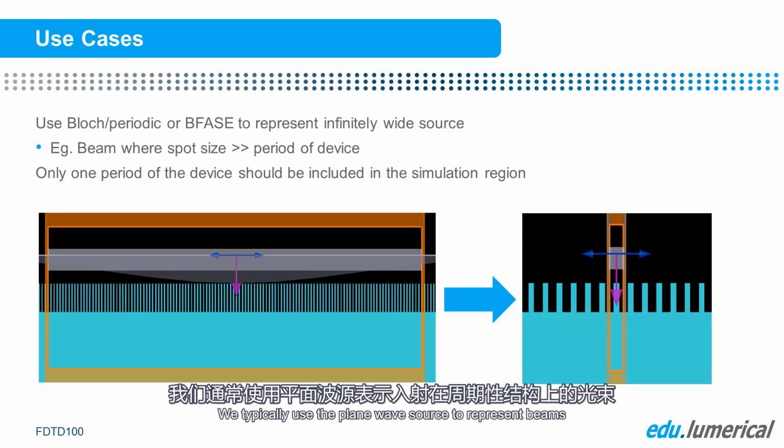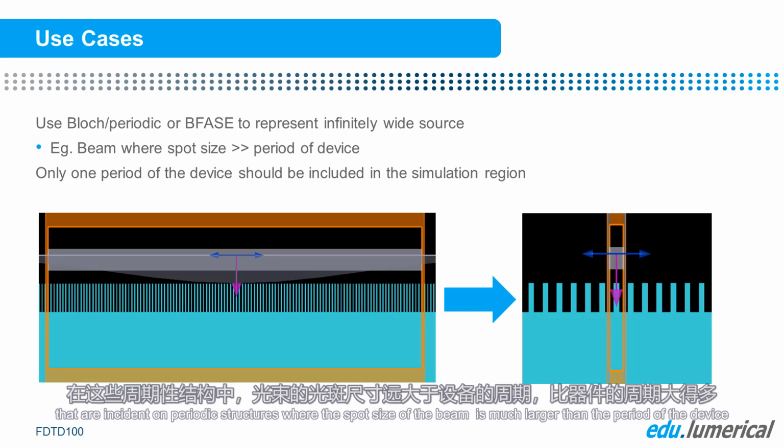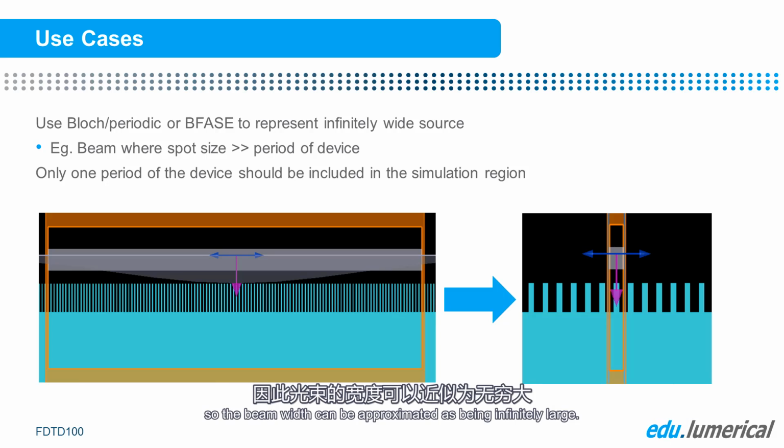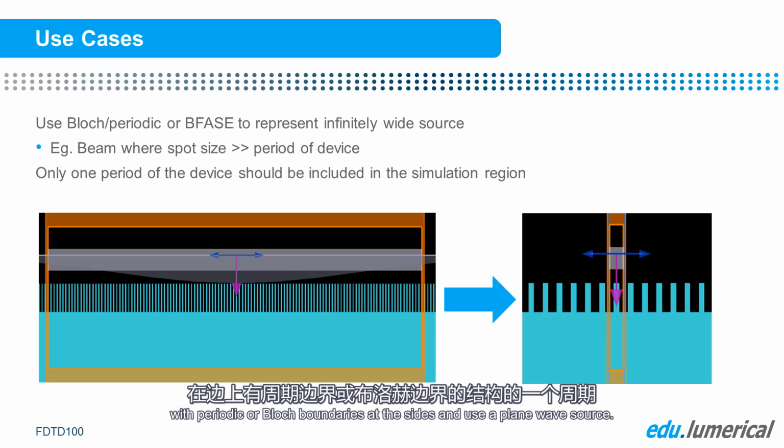We typically use the plane wave source to represent beams that are incident on periodic structures where the spot size of the beam is much larger than the period of the device, so the beam width can be approximated as being infinitely large. We can then simulate just one period of the structure with periodic or Bloch boundaries at the sides and use the plane wave source.